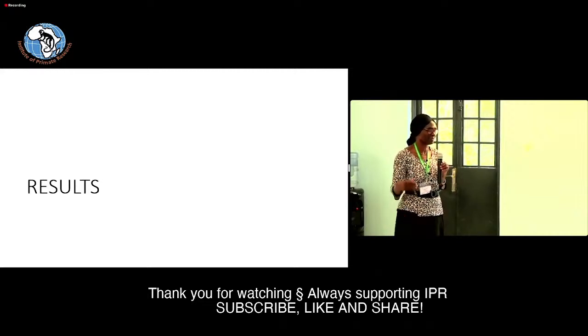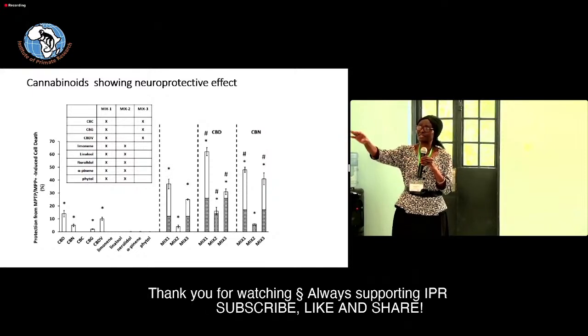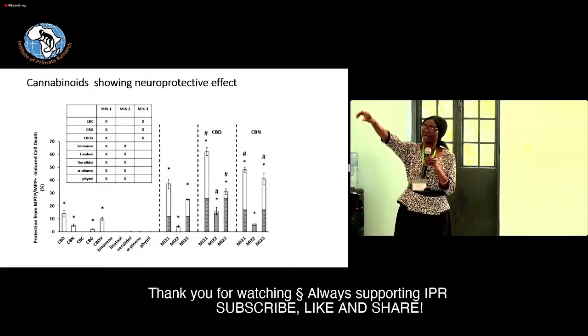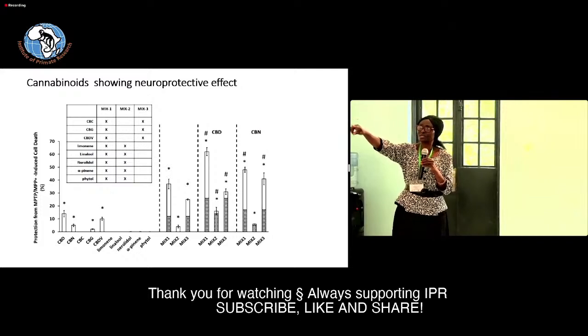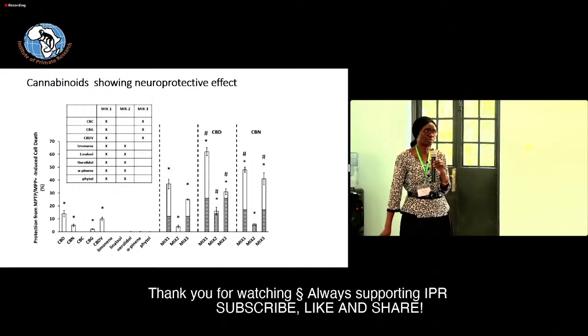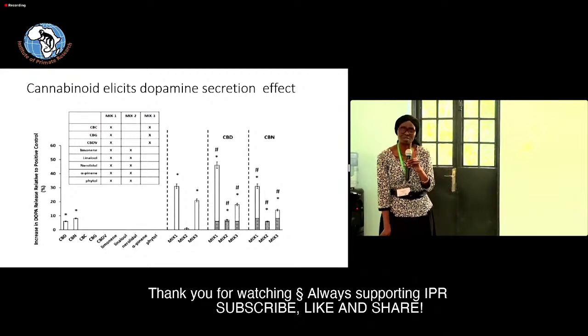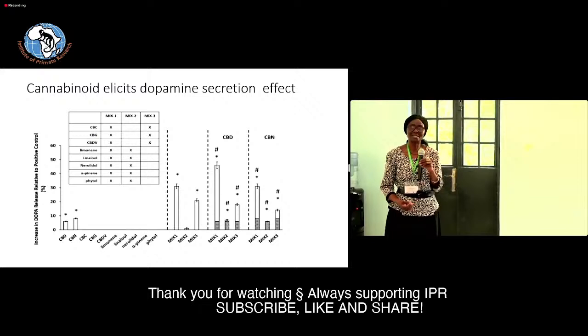Next. I will not waste a lot of time going into the deep analysis of the study because the paper is available, recently published at the beginning of October 2022. Briefly, they were able to show that cannabinoids were neuroprotective, and you can see they have a list of the cannabinoids they applied to the cells, and they showed a neuroprotective effect. Next, they also showed that the cannabinoids they had chosen to study were able to elicit a dopamine secretory effect, again from the cell lines they had set up.